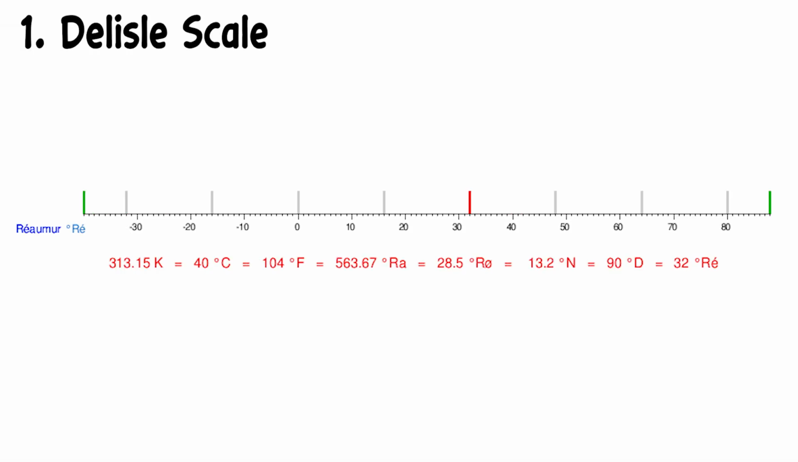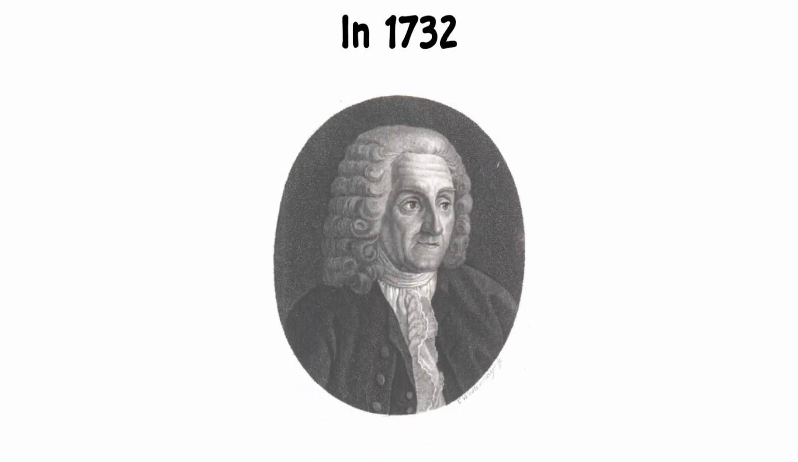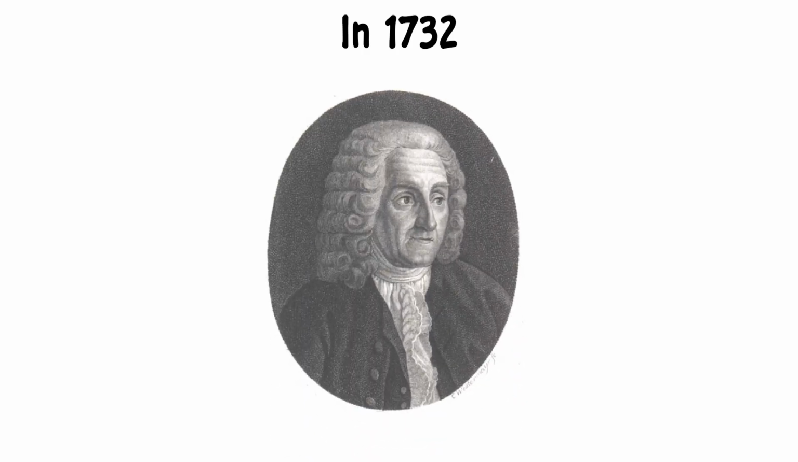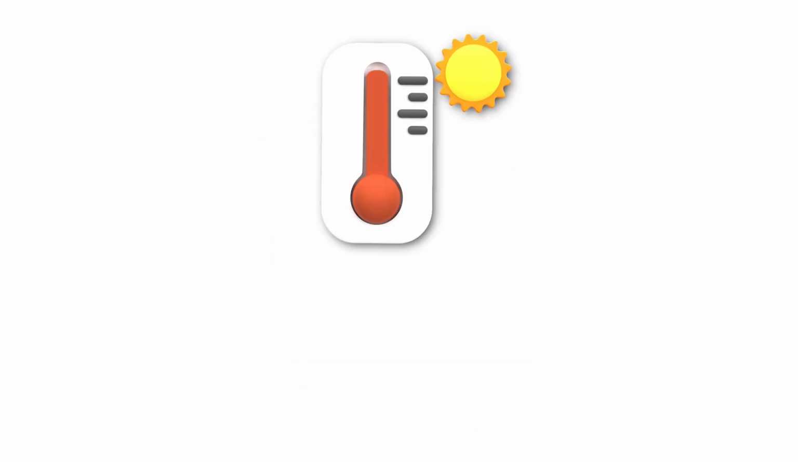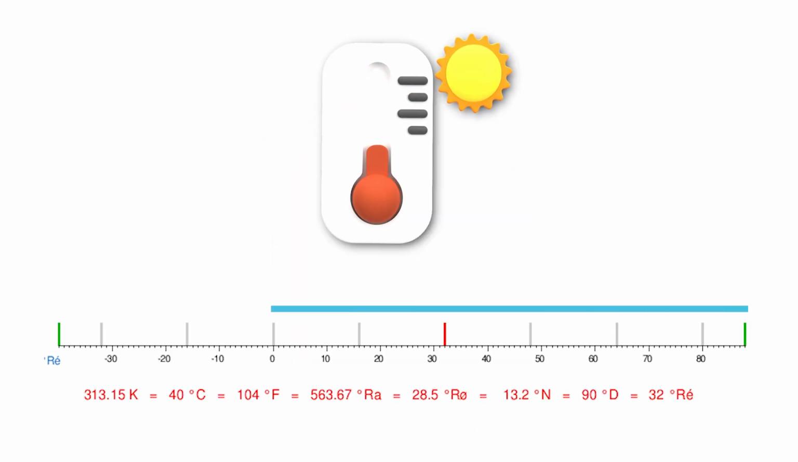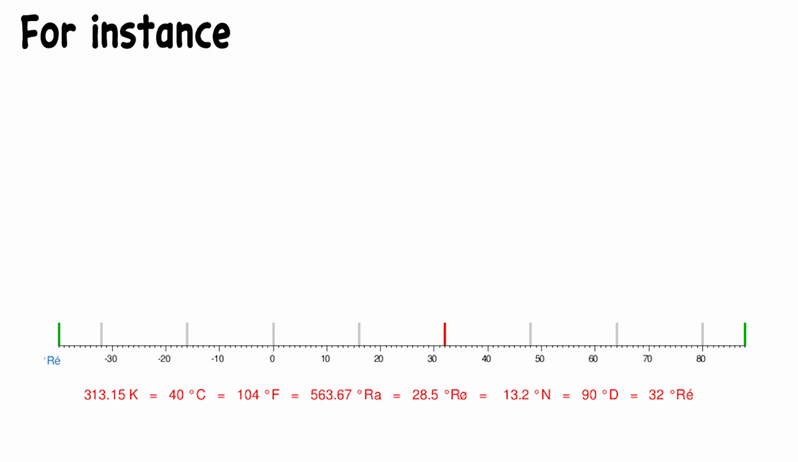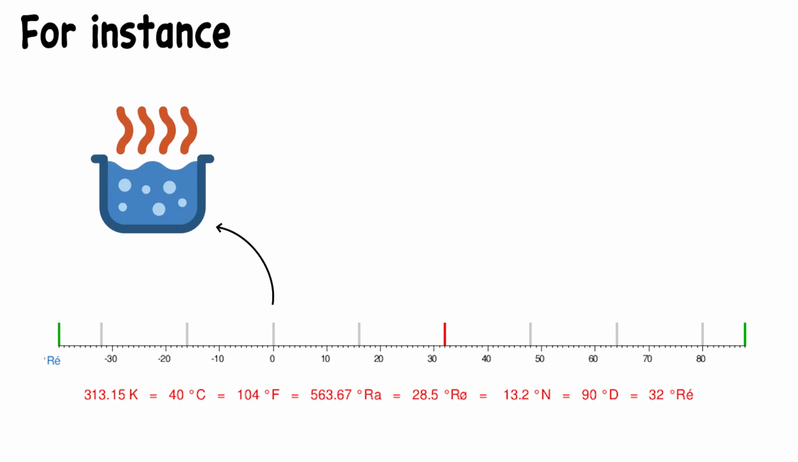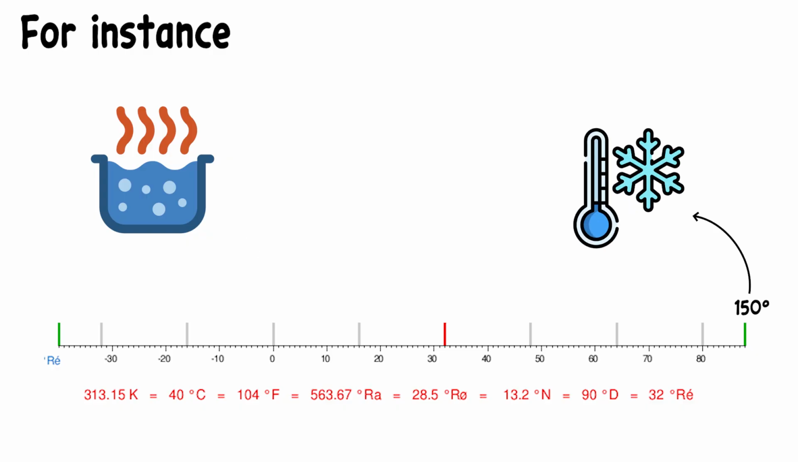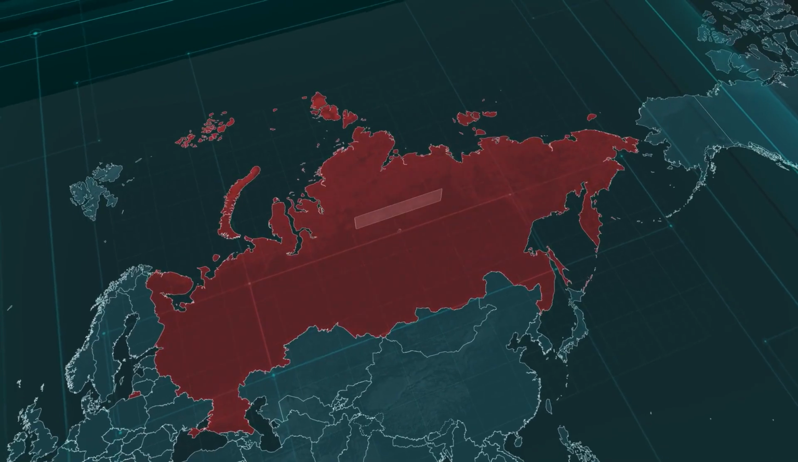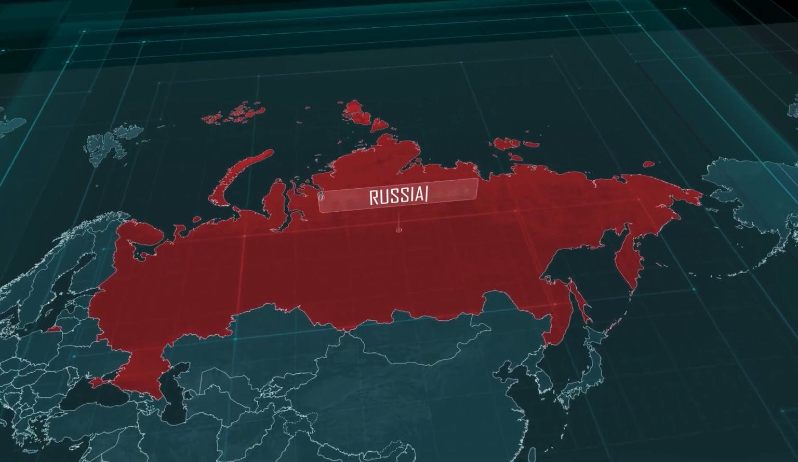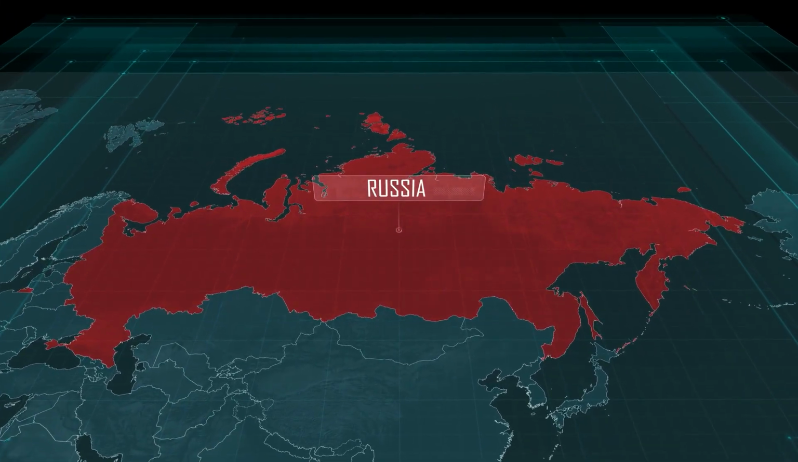Number 1. The Delisle Scale. In 1732, French astronomer Joseph Nicolas Delisle introduced the Delisle Scale. Unlike most temperature scales, it was inverted. Higher values represented colder temperatures. For instance, 0 degrees Delisle corresponded to the boiling point of water, while 150 degrees Delisle indicated the freezing point. This scale was primarily used in Russia for nearly a century before being phased out.